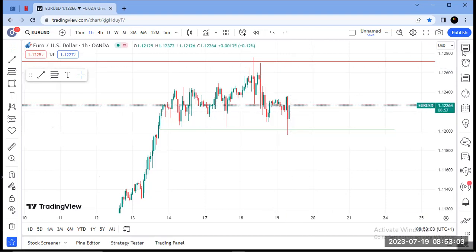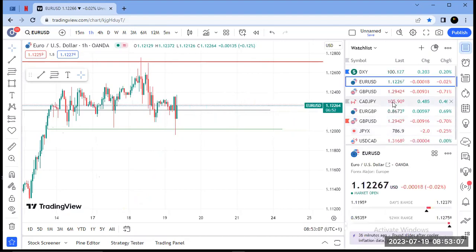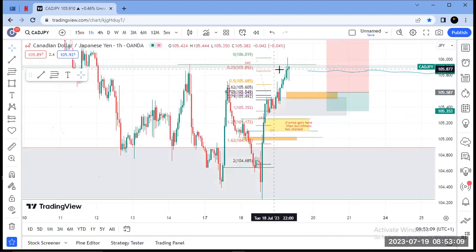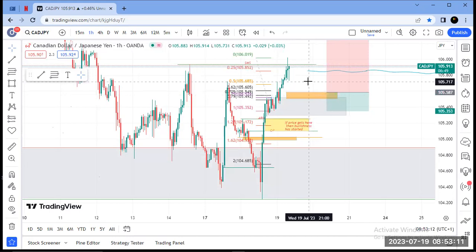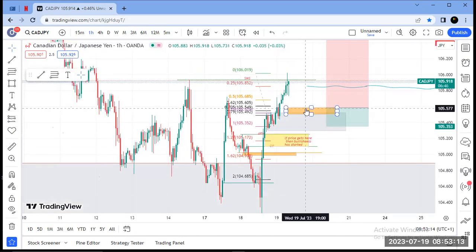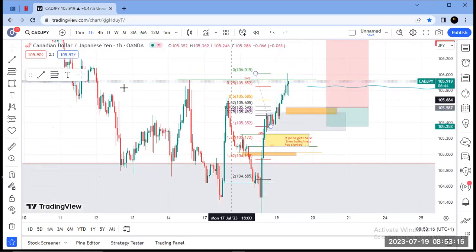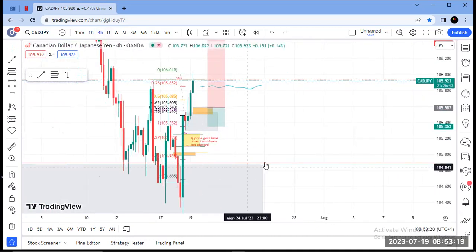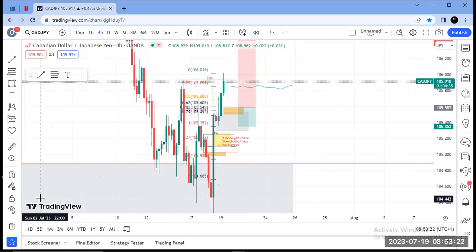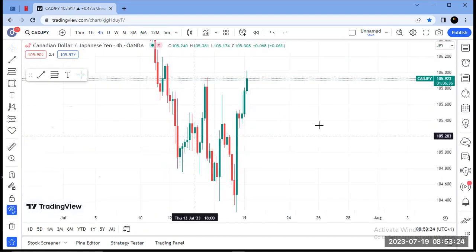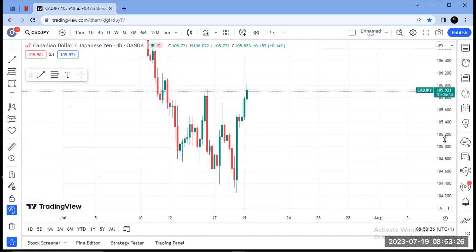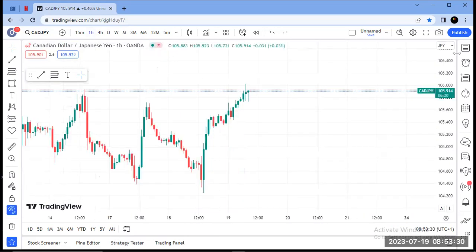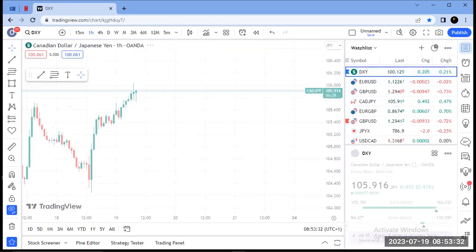So for now, we are looking at the CAD JPY, able to trade here, and we are also looking at the dollar index. We are tracking this.